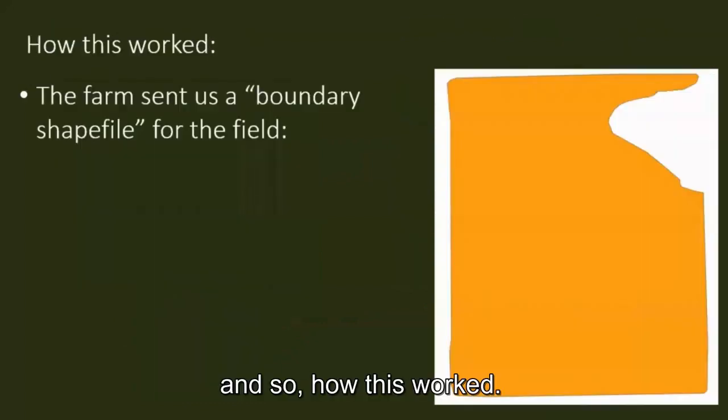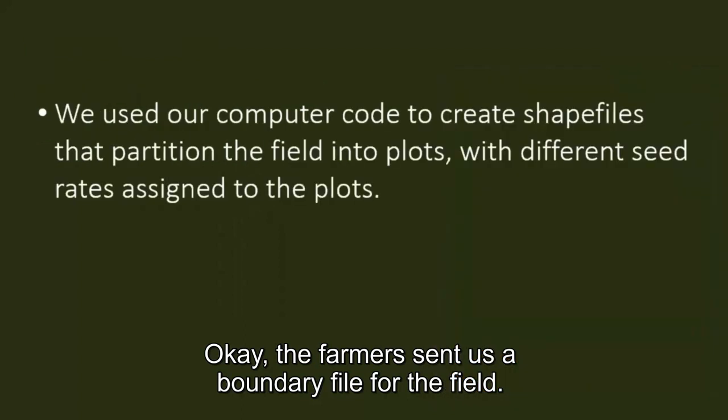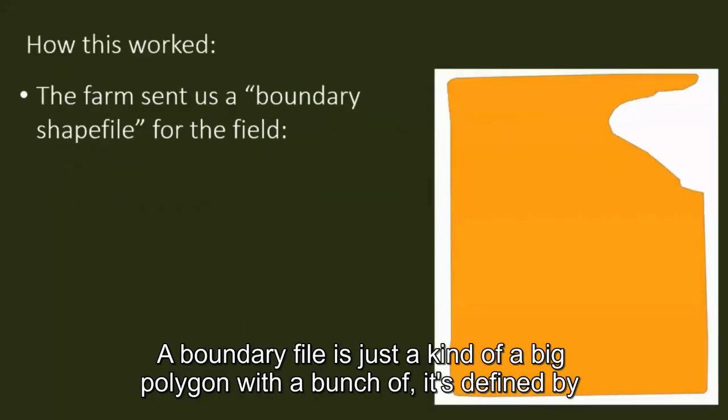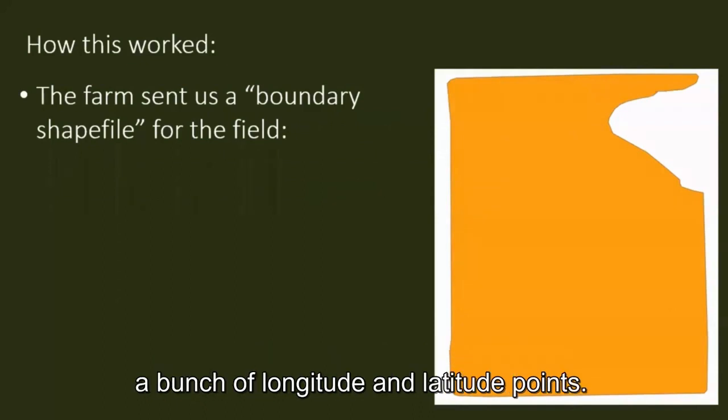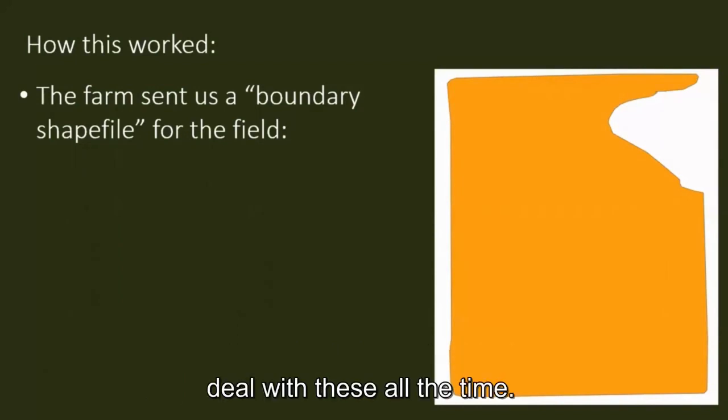And so how this worked. The farmers sent us a boundary file for the field. A boundary file is just a big polygon defined by a bunch of longitude and latitude points. Most farmers who deal with precision technology deal with these all the time.